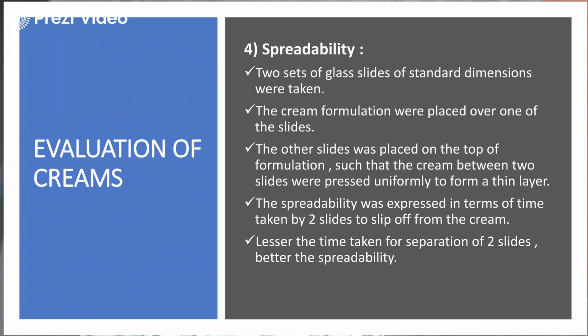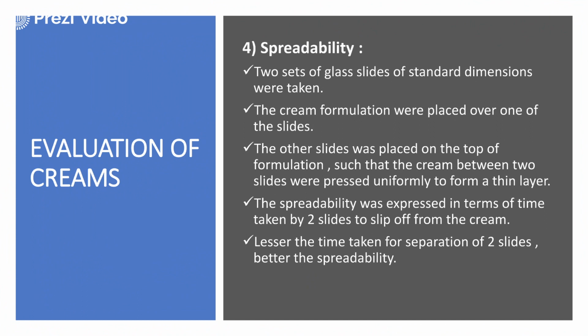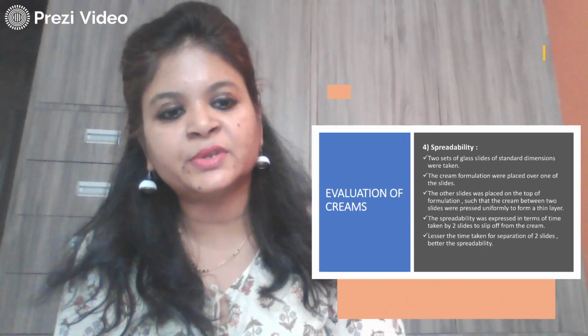Other parameters of evaluation of creams are like spreadability. For this, you take two glass slides of the same dimensions, then you place cream on one of them and slide the other over it, so that the cream between the two slides is pressed uniformly to form a thin layer. The spreadability is expressed in terms of the time taken by the two slides to slip apart from the cream. So the lesser the time taken for the separation of the two slides, the better the spreadability. This again is a very important test for the evaluation of creams.